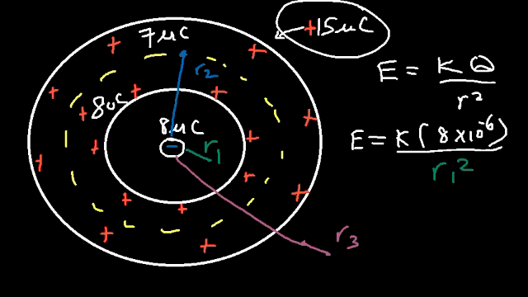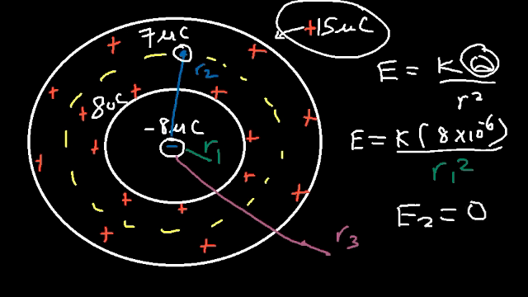Now, if you wish to calculate the electric field at R2, we need to find the total charge enclosed by the Gaussian sphere, which is the yellow line. So we have a charge of -8 plus 8, so the total charge is 0. And if Q is 0, then the E value is 0. Let's call that value E2. So E2 is 0.